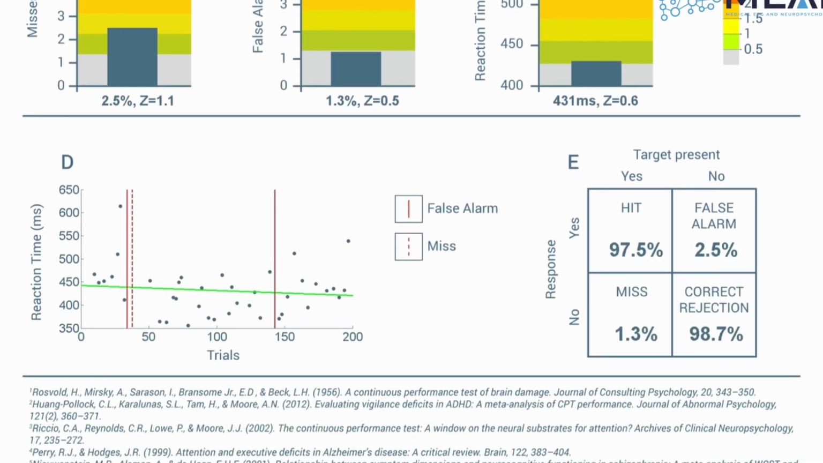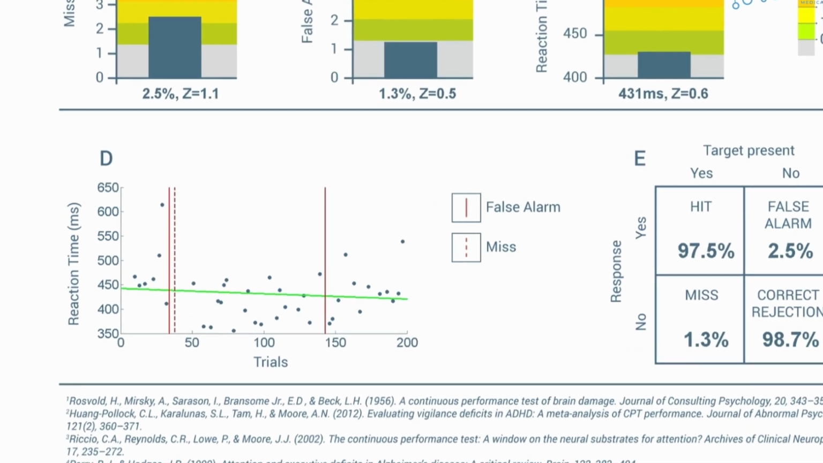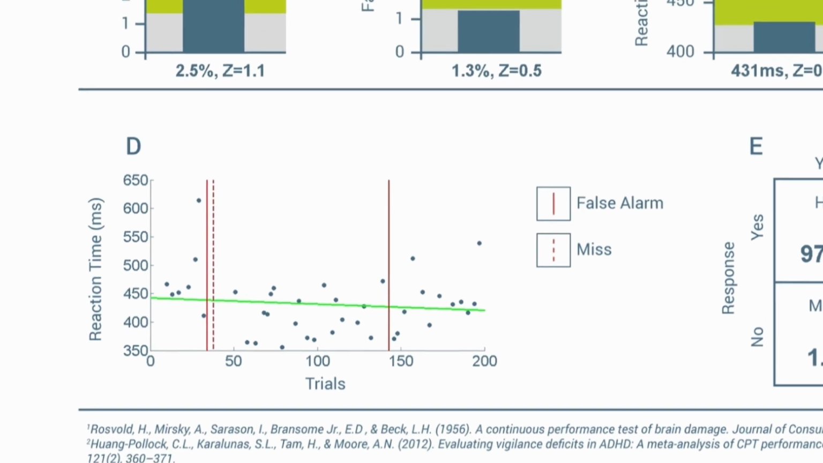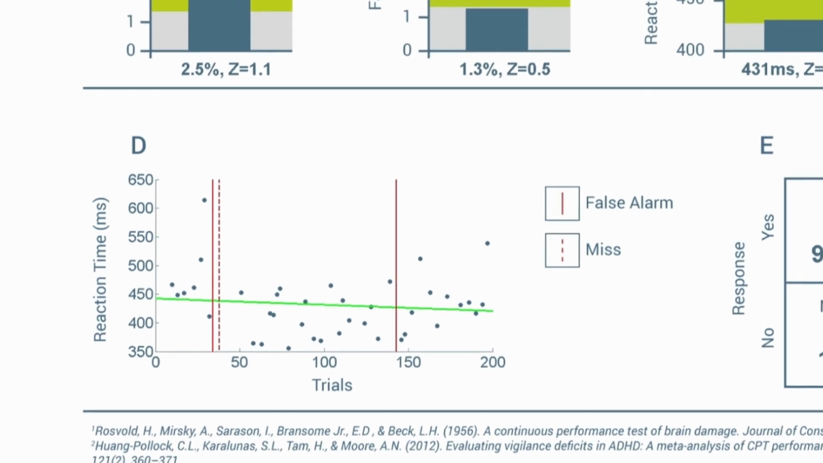Figure D shows the distribution of reaction times and errors across the trials of the CPT. Each dot represents the reaction time of a single button press. The solid vertical red lines represent the false alarms, 2 in total for this example, and the single dotted vertical red line represents a miss.